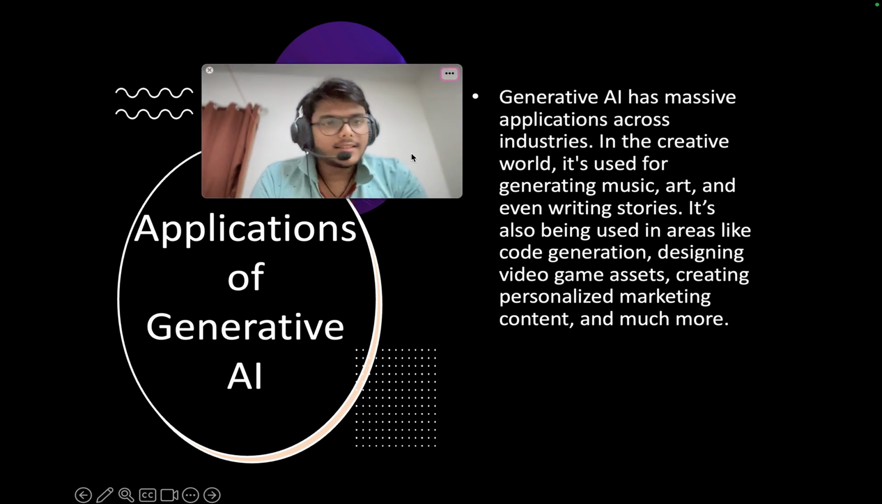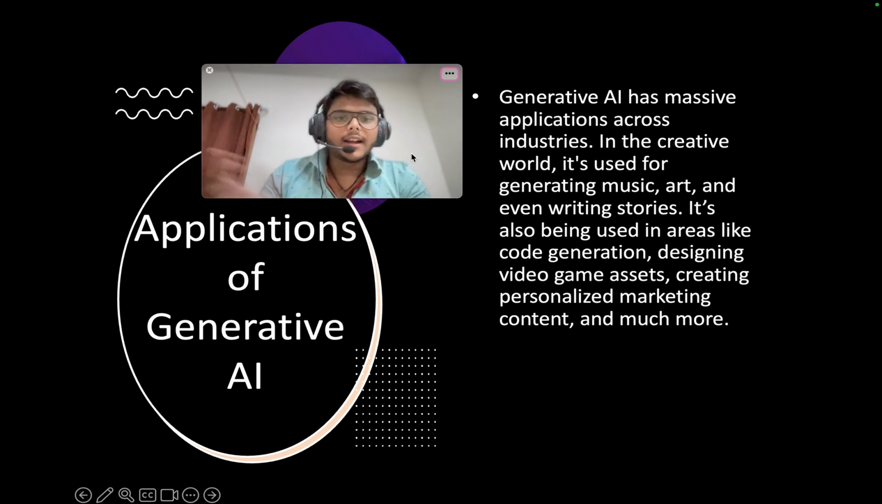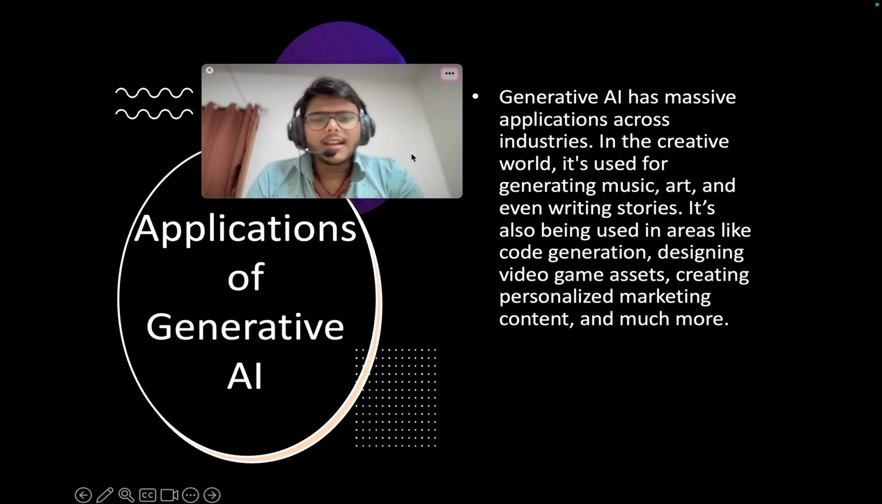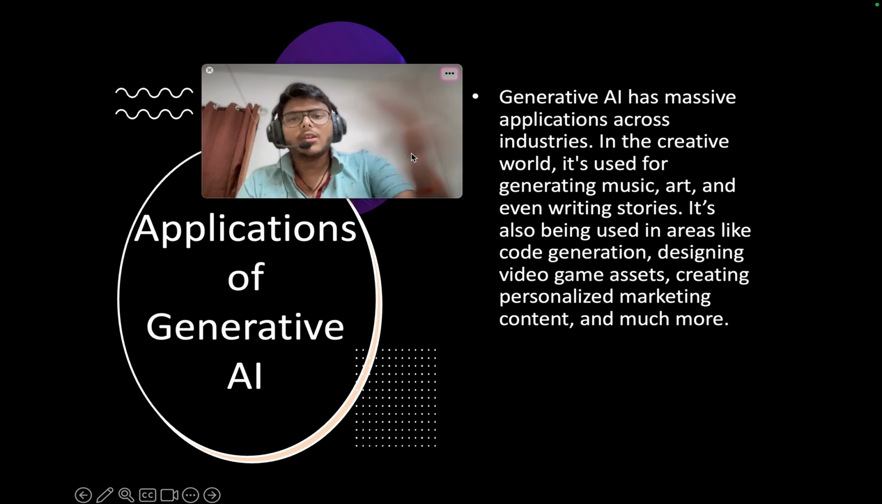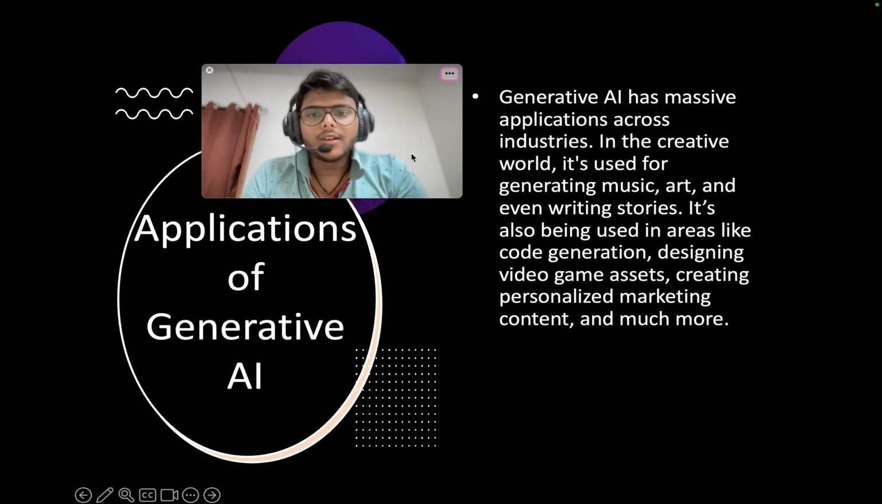Now, as I told, generative AI has massive application across industries. In the creative world, it's used for generating music, art, and even writing stories. It's also being used in areas like code generation, designing video game assets, creating personalized marketing content, and much more. Nowadays on Instagram, when you scroll, you get content which is obviously generated by AI. Even some news channels nowadays have AI giving the news.